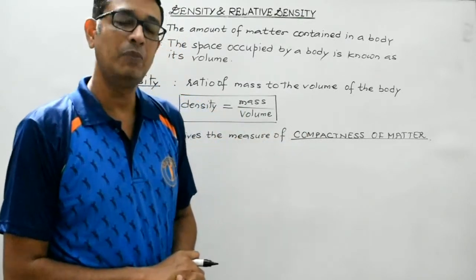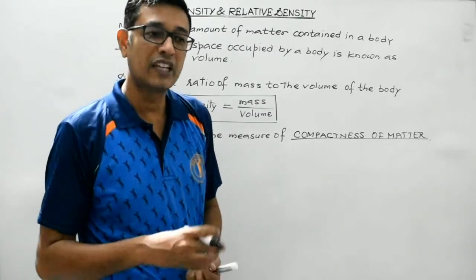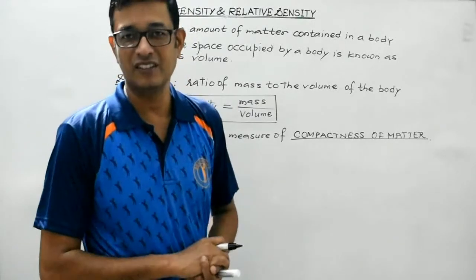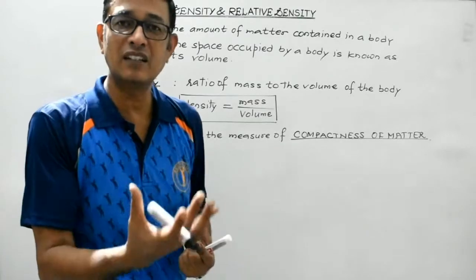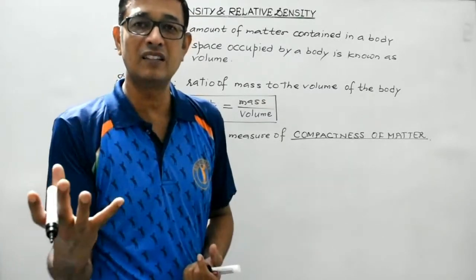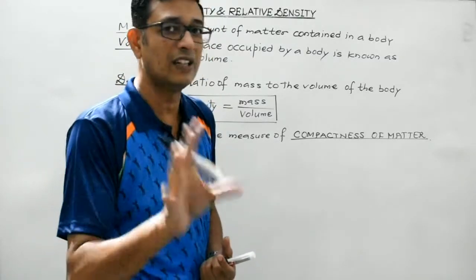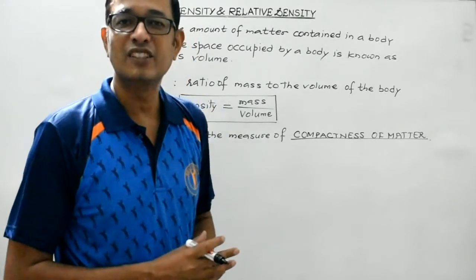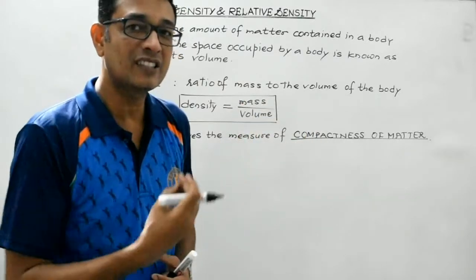So students, again I repeat, density, it is a physical quantity which gives the measure of the compactness of the matter inside the body. It is the characteristic of a body. Different materials have got different densities. No two different materials can have the same density. Different bodies must have different densities, right? And mathematically, density is measured as the mass of the body per unit its volume.